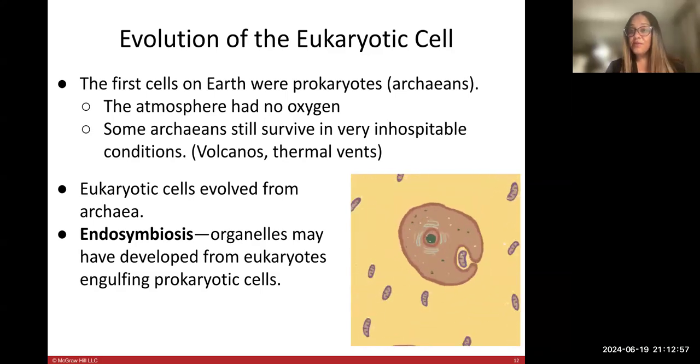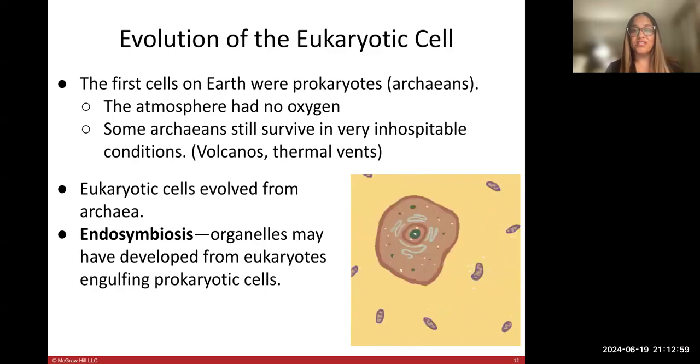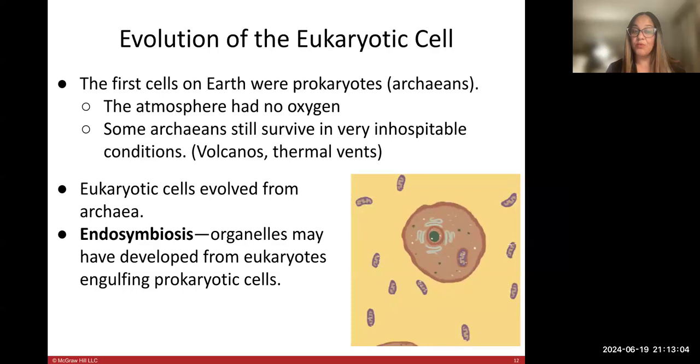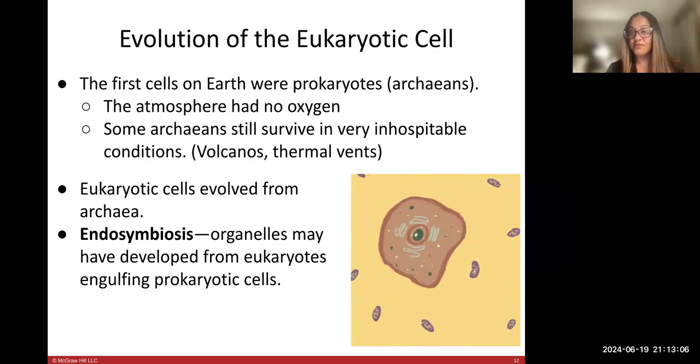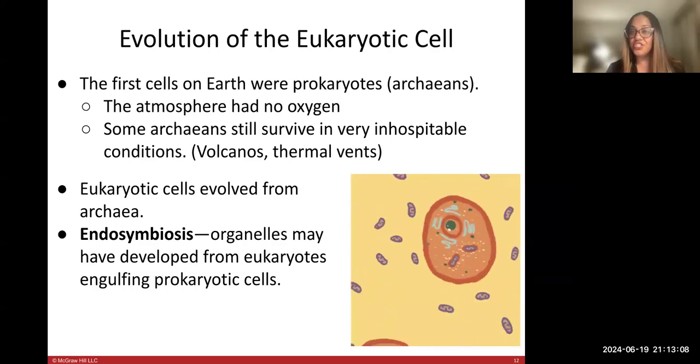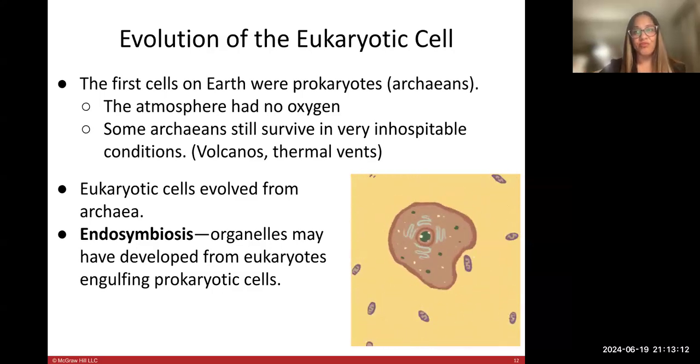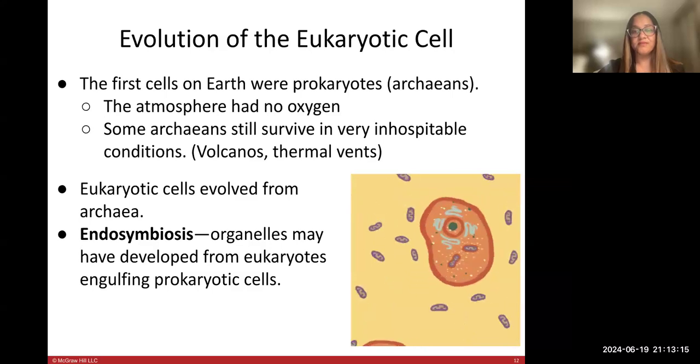Eukaryotic cells evolved from the archaea by a process called endosymbiosis. Organelles may have developed from eukaryotes that would engulf prokaryotic cells. There's kind of a little gif of it there, but again, this topic is more for an evolution class.